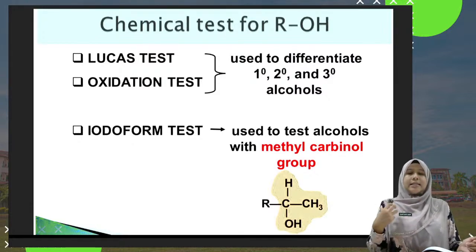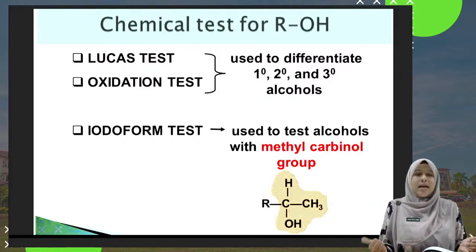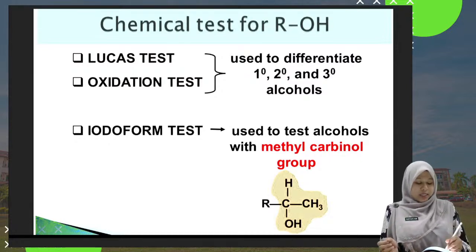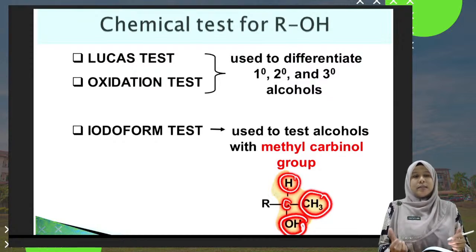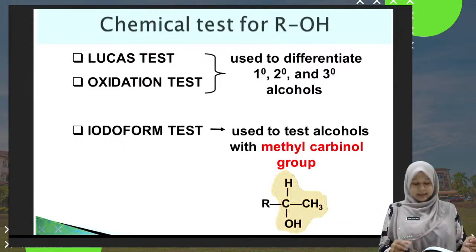Okay, then kita ada satu lagi identification test for alcohol, which is iodoform test. Iodoform test ni kita guna dia untuk detect the presence of methyl carbinol group. Maksudnya kalau compound kamu dia ada C, dekat C tu dia ada H, dia ada methyl, dia ada OH. So ada 3 group yang attached at the same carbon. So kita panggil methyl carbinol group. So dia akan bagi positive for iodoform test.